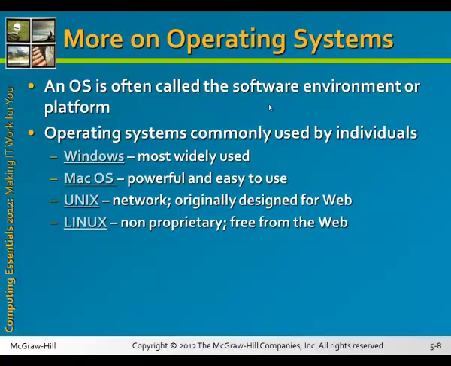Here are some examples of operating systems. Windows is the most widely used operating system. It's probably not the best, but it is there, and it's widely used. Mac OS is powerful and easy to use, more for your graphical people. Unix is mainly for web-based back-end work. It's more for the technical side. And Linux is non-proprietary. It's free for users, and it allows you to use another operating system without paying for it and still gives you that graphical user interface that you so need.